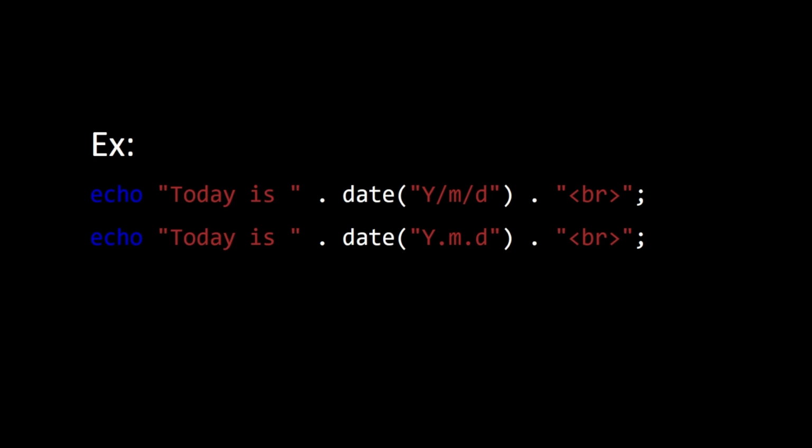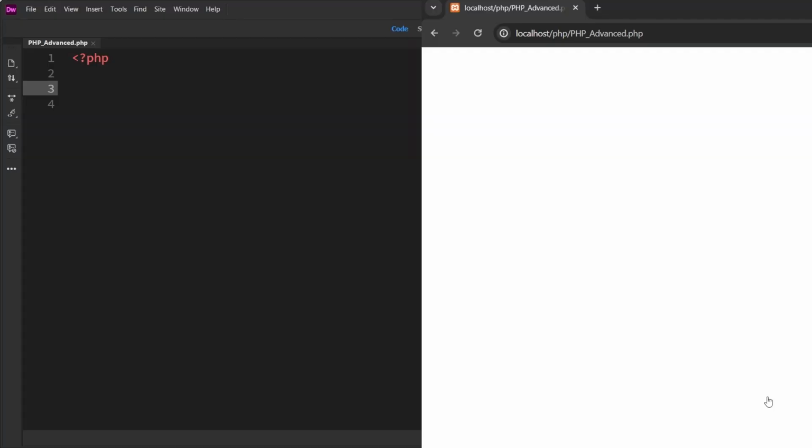Now let's shift our focus to the next topic, automatic copyright year update using PHP date function. You can use the date function in PHP to automatically update the copyright year on your website. This is commonly done in footers or legal notices to ensure that the copyright year always reflects the current year. Let's try another example to understand this better.